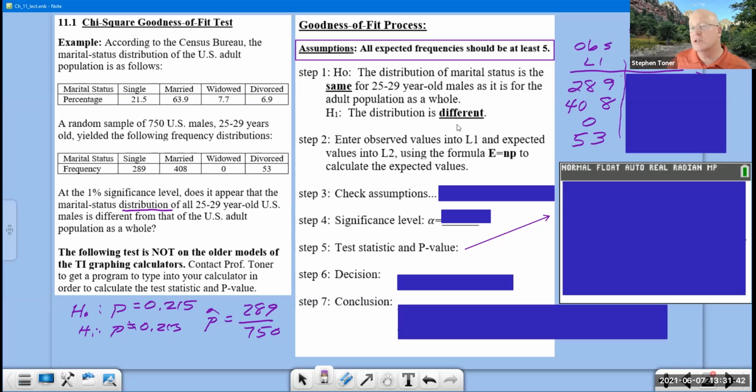Now, we won't always use the words same and different, but they will be logically equivalent to that, as I will show you. Now, notice how these null and alternate hypotheses are not written with a parameter. There's no mu or p sitting there. These are written in words, which is typical of this type of problem.